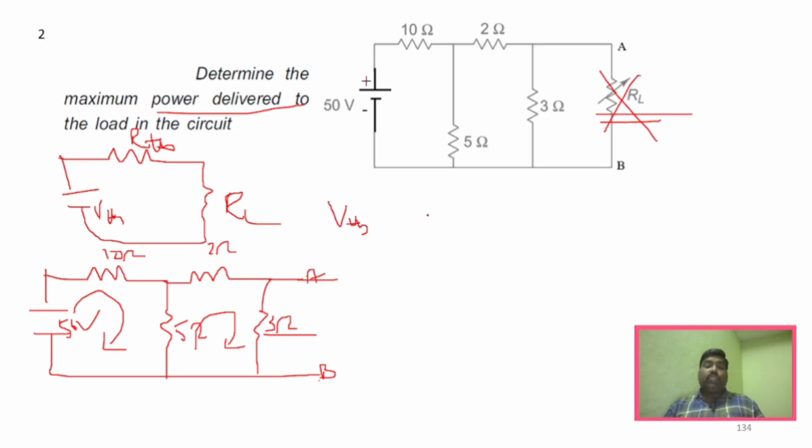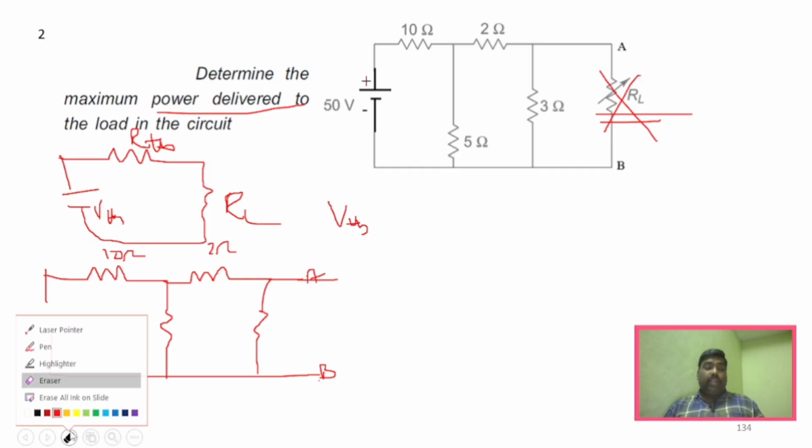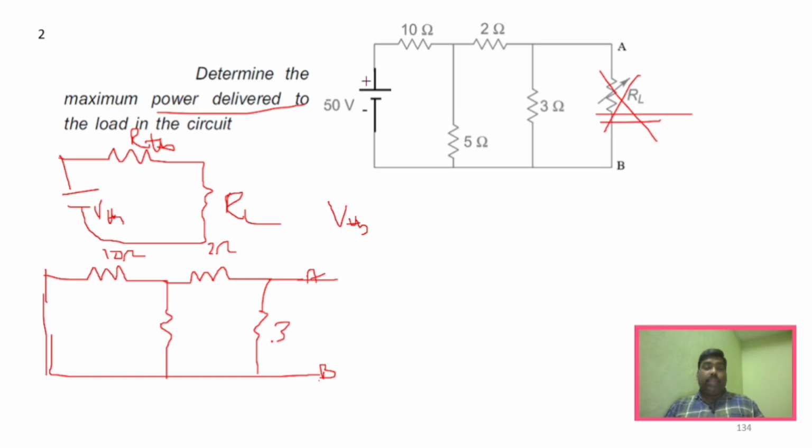And then for RTH, what will you do? The same steps, only the difference is you have to short circuit this voltage source as well. In the same circuit, how will I find RTH? You have to remove the voltage source as well. So it will be 3 ohm, this will be 5 ohm, and now we approach the circuit from this end and simplify these resistances. So you'll find the RTH value.